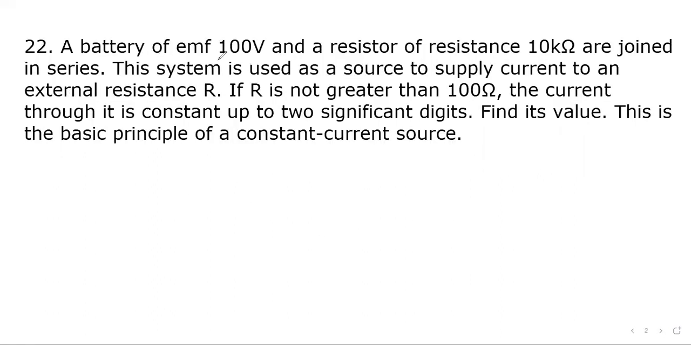Question number 22. A battery of 100 volt and resistance of 10 kilo ohm are joined in series. So this is the battery and there is a resistance 10 into 10 to the power 3 ohm and the battery is 100 volt. Now the system is used as a source to supply current to an external resistor R. So there is an external resistor R here. If R is not greater than 100 ohm, the current through it is constant up to 2 significant digits. Find its value. This is the basic principle of a constant current source.